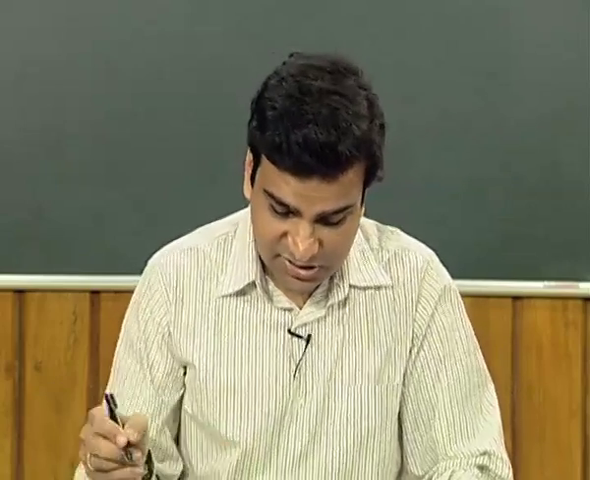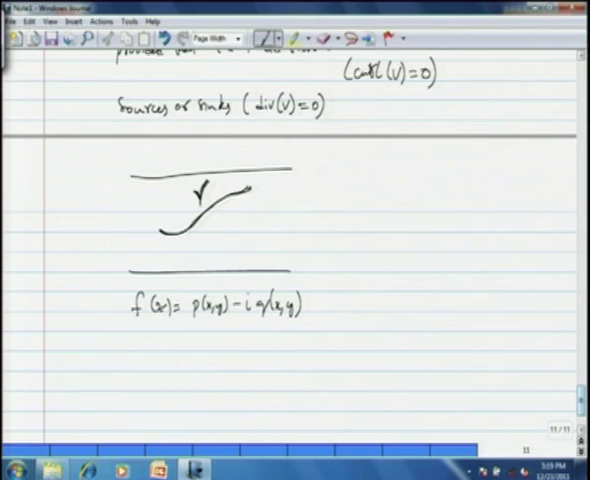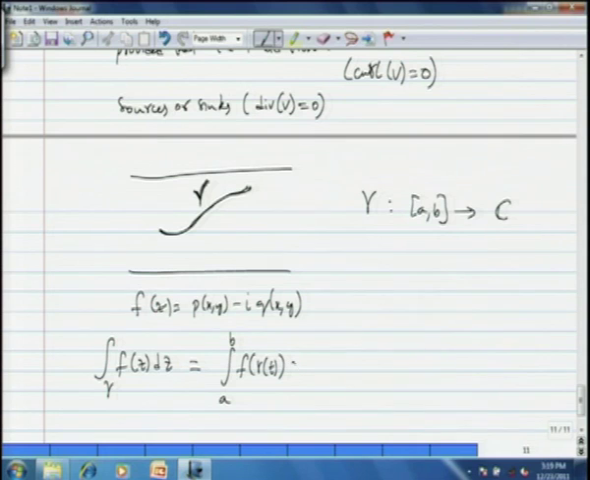So, here is a simple piece, and let us now assume f of z is p of x y minus i times q of x y from above, because v is p plus i q. And so, the contour integral of f of z dz along this kind of smooth curve is the integration from a to b, where gamma is parameterized from a to b, of f of gamma of t, gamma prime of t dt.